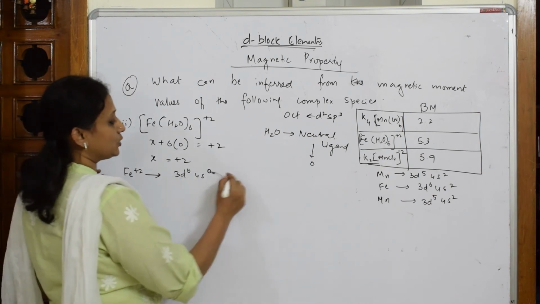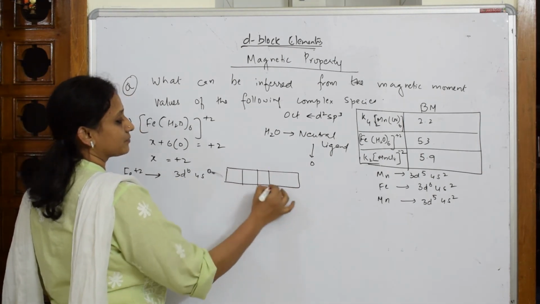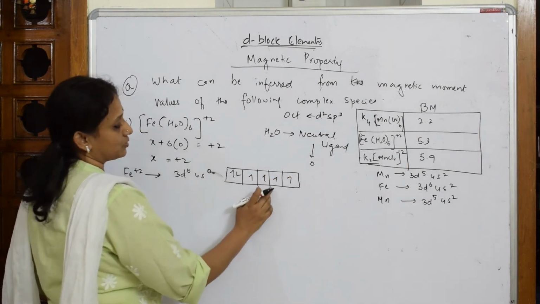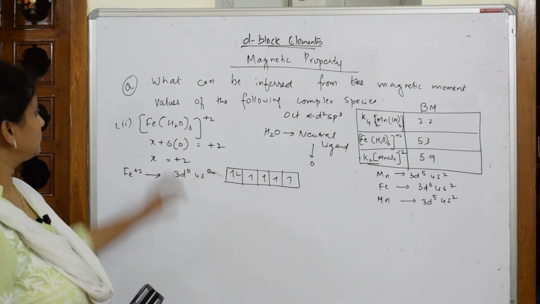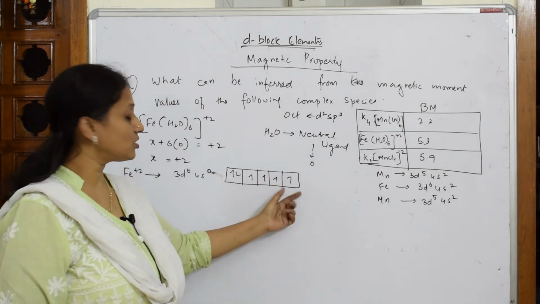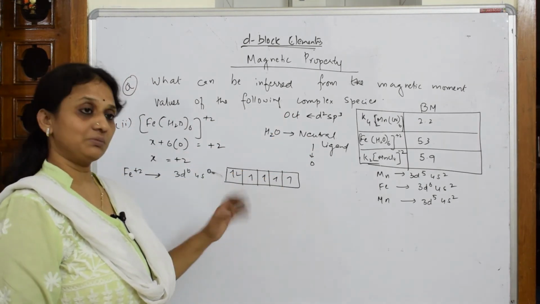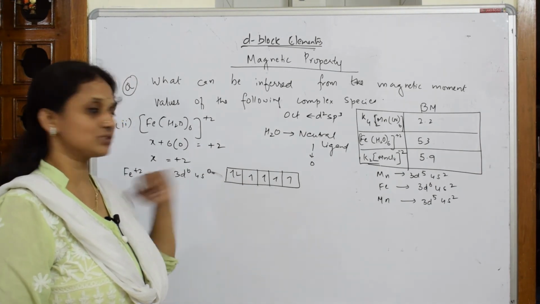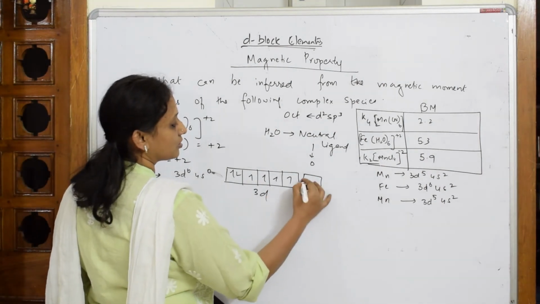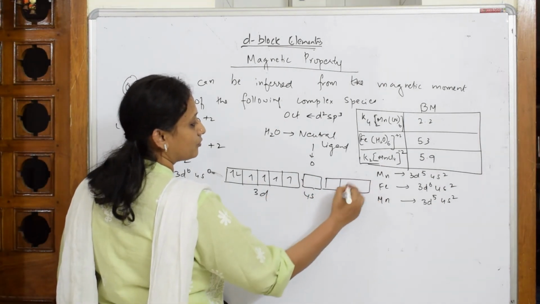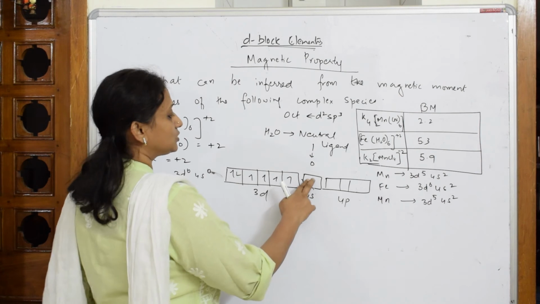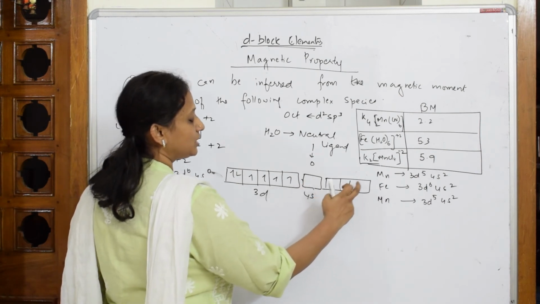Now how many d electrons do you have? 6 electrons. How many unpaired electrons? 4. Now this has to accommodate water molecules to form bonds, but we very well know water is a neutral ligand and it is not going to pair up. If it is a strong field ligand, it is going to pair up, but this is neutral, it will not pair up. So we are going to go to the next state, 3d 4s 4p. How many do I need? I need 6, isn't it? 1, 2, 3, 4, 5, 6.